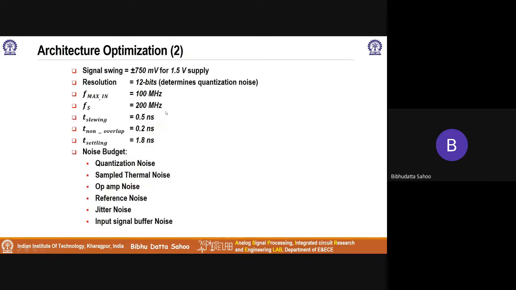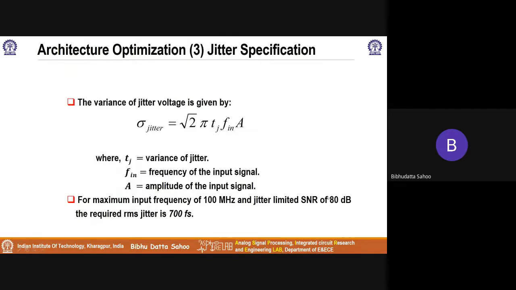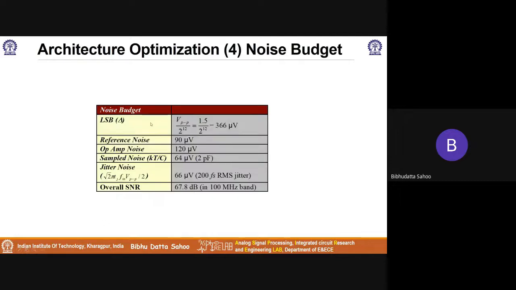80 dB is 12 bits, which is 74 dB. 12 bits plus 6 dB, 74 plus 6 is 80 dB. That's what we came up with. Now, if we find out, therefore, the quantization noise power is 366 microvolts.